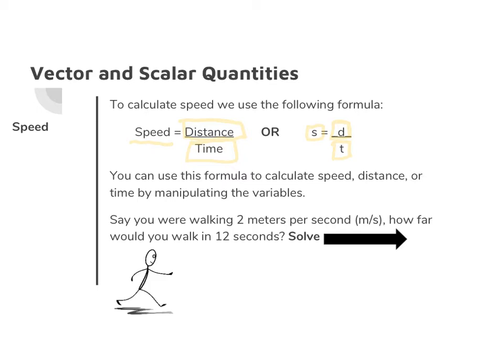And we'll talk about dimensional analysis in a bit. But say you are walking at 2 meters per second. How far would you walk in 12 seconds? So go ahead and use this formula to calculate how far you would walk in 12 seconds at 2 meters per second. And I'll give you a pause for that.